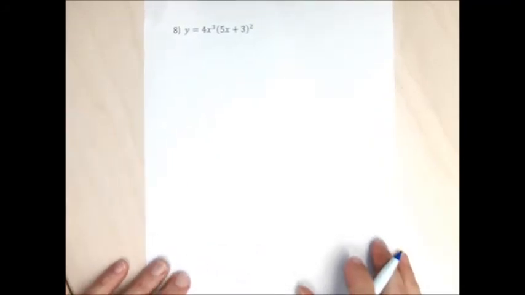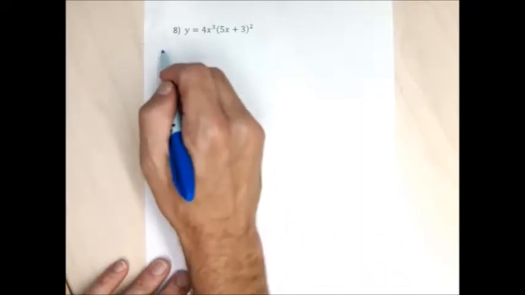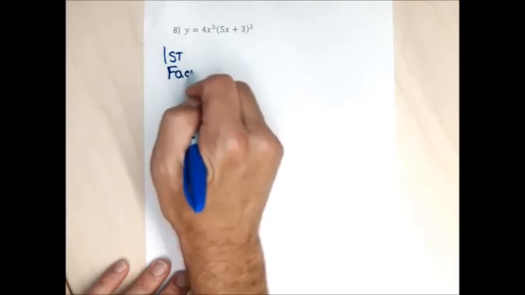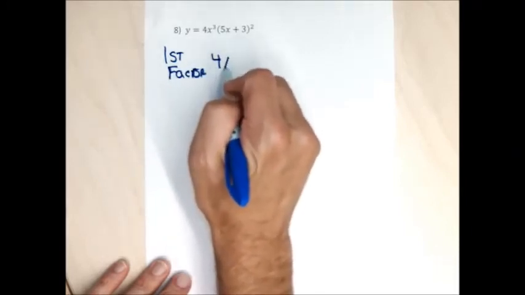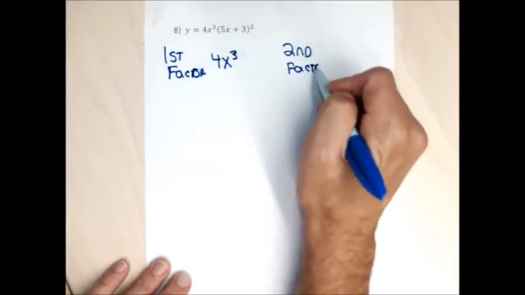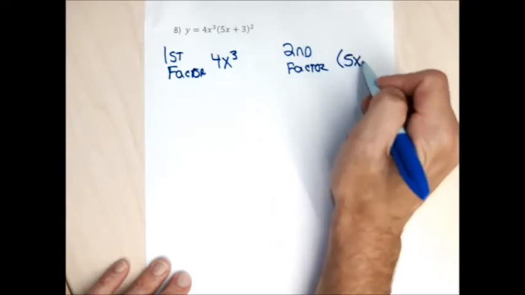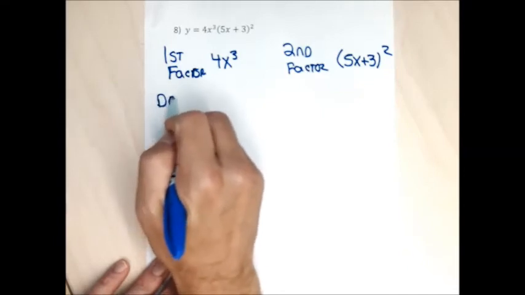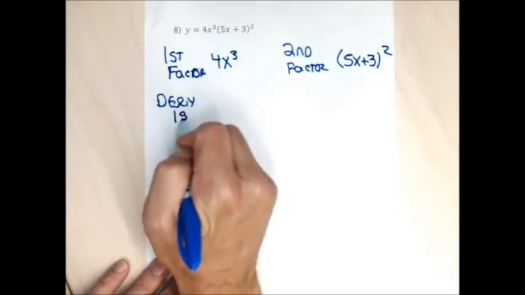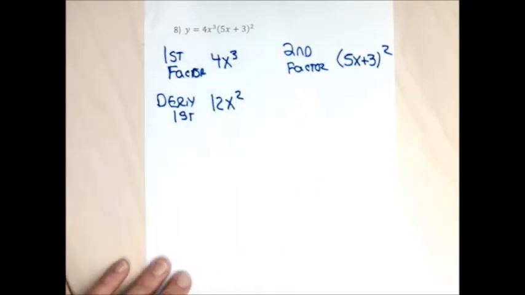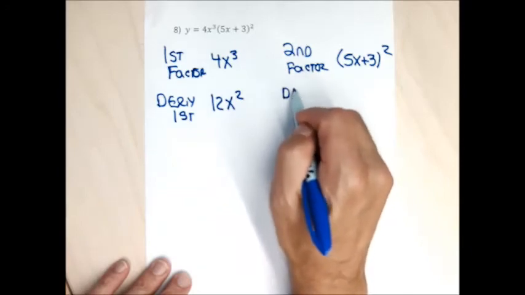Number 8 is multiplication. Both factors have an x, so I need to use the product rule. So I need to have the first factor, which is 4x cubed. The second factor, which is 5x plus 3 squared. The derivative of the first is just 4 times 3, which is 12, and lower the exponent by 1. So 12x squared for the derivative of the first.